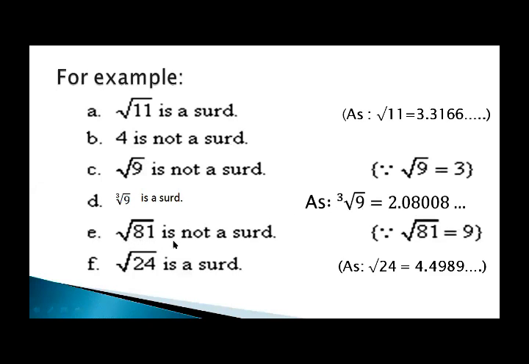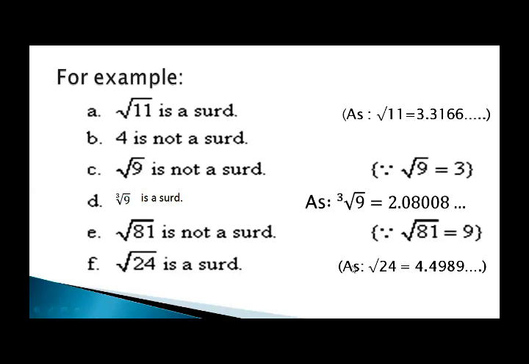Square root of 81. It is mentioned it is not a surd. Why is it not a surd? The same meaning as we already shared for square root of 9: square root of 81 means we are able to make two identical factors of 81, which are 9 multiplied by 9. So for square root of 81, we can extract 9 out. So it is not a surd. In the last example, we have square root of 24, and it is mentioned here that it is a surd.